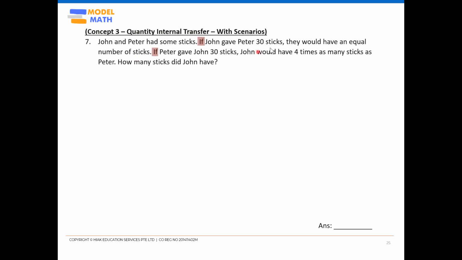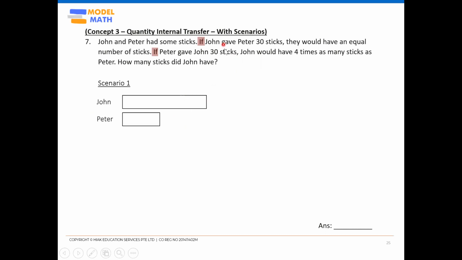John is the one who gave Peter sticks such that they have the same number of sticks in the end. So John should have a lot more sticks than Peter. This is something that the question did not directly provide you. You have to dive a little bit deeper into scenario 1 to think about who should have more at first. So we've talked about that. John will have more than Peter at first.